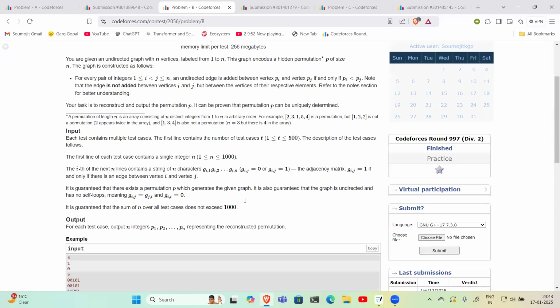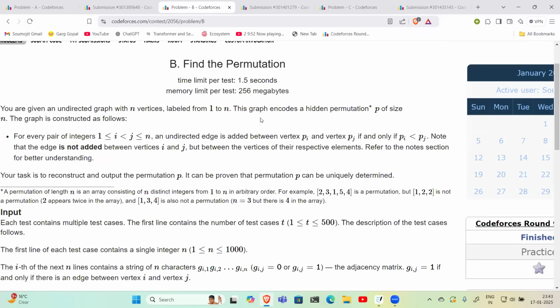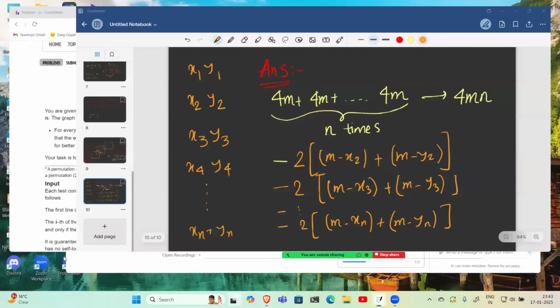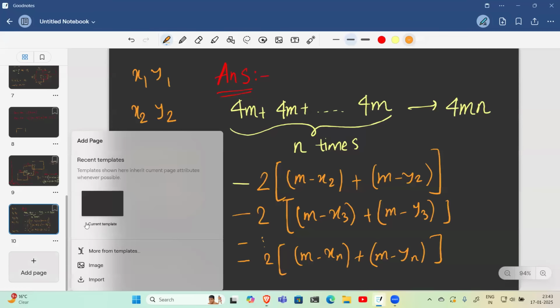Okay, so let me first explain the problem statement. What does the problem statement say? The problem statement says that we will be given a graph. So I think it's usually not that common to see graphs as problem B of a div2 contest, but it's okay. Not any graph algorithm was required to actually solve the problem, so it's fine.